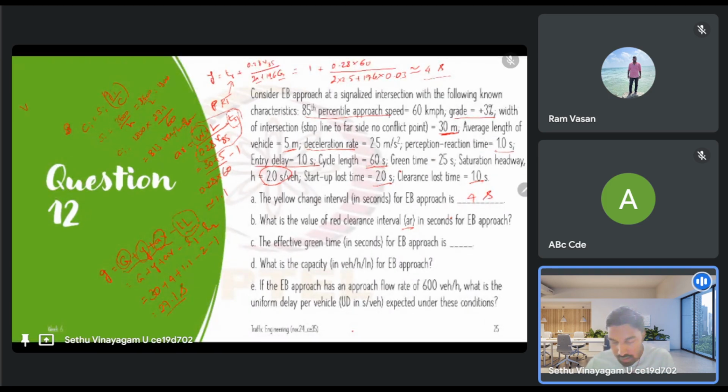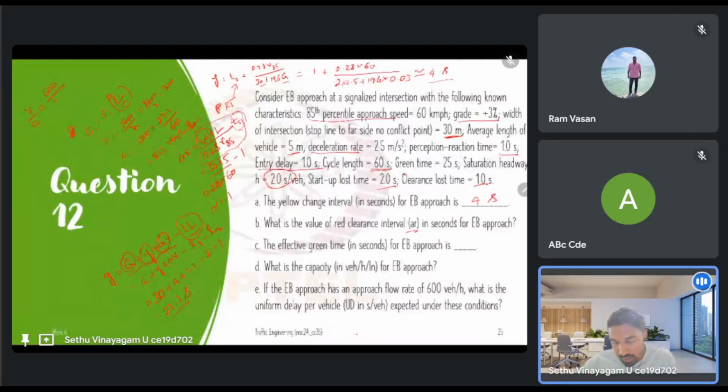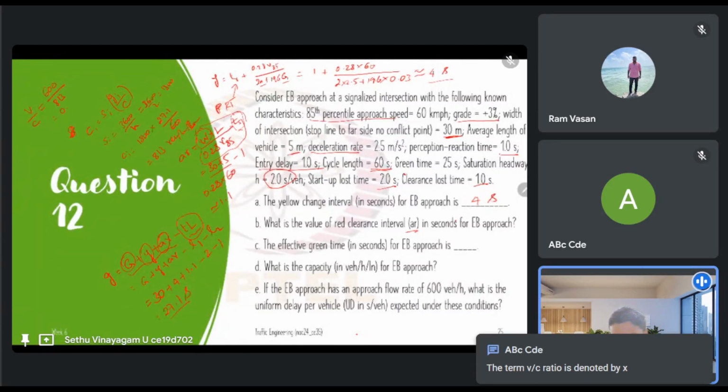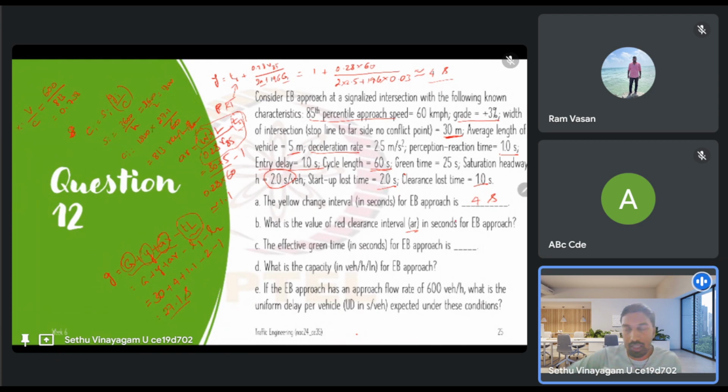So we calculate the v by c. V is the incoming volume, given as 600 vehicles per hour. The capacity that we just calculated was 813, so this comes out to be 0.738. This is also denoted using x in the UD model. So the v by c ratio, x, is 0.738, which is less than 0.85. Therefore the uniform delay model is good enough for this condition, and we can go ahead with calculating the UD using this model.